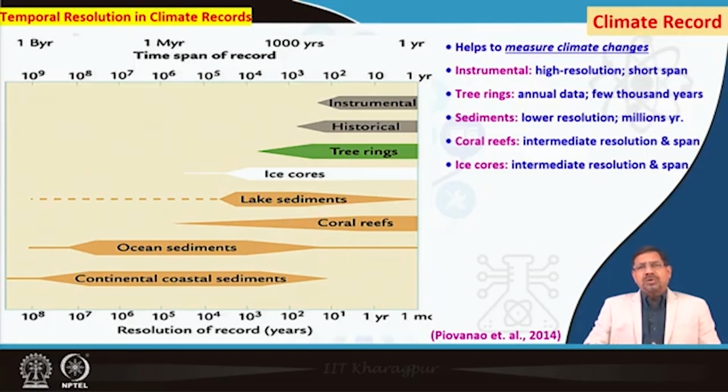So, ice cores have intermediate resolution and time span, including coral reefs. Sediments have lower resolution, on a scale of million years. Tree rings are annual, for a few thousand years at best, and the high-resolution instrumentation covers the past several decades. So, this is the time span of the records from these different measurement protocols, from a methodological point of view.